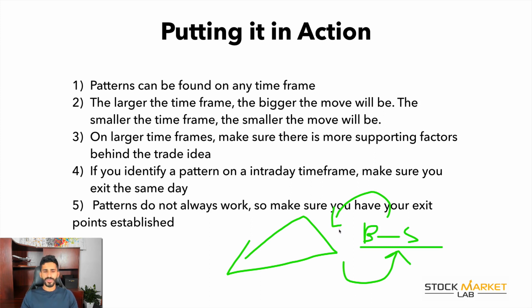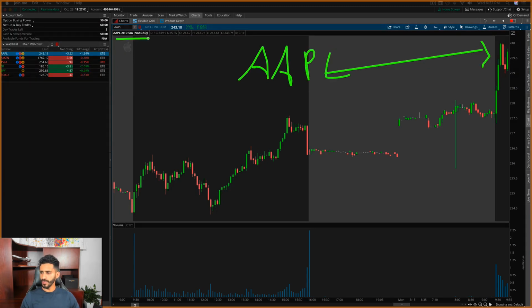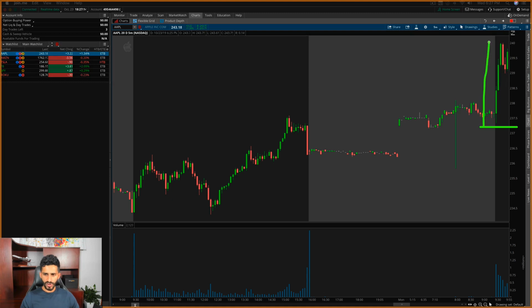Now I'm going to jump into a real live stock chart and show you examples of patterns working and not working. We are looking at stock Apple on a 5-minute chart, meaning all of these candles represent 5 minutes of price action. Now we can see what happened. The market opened, Apple opened strong and made a strong move up. At $240, Apple is getting rejected. There is a rejection area going on.